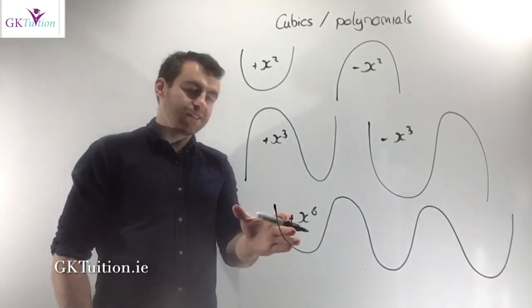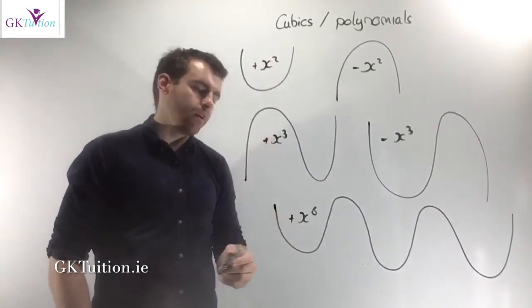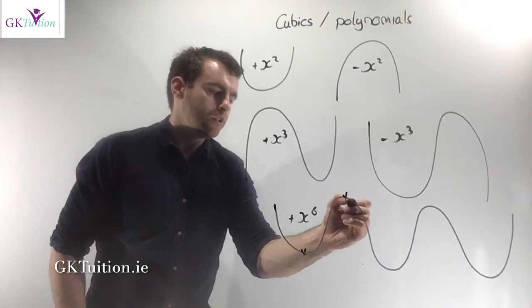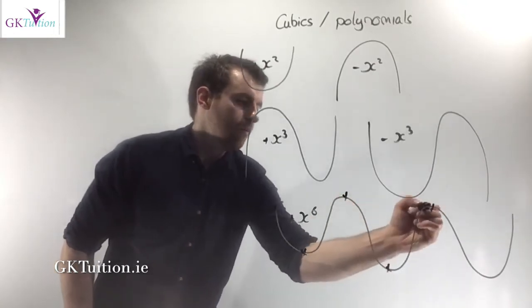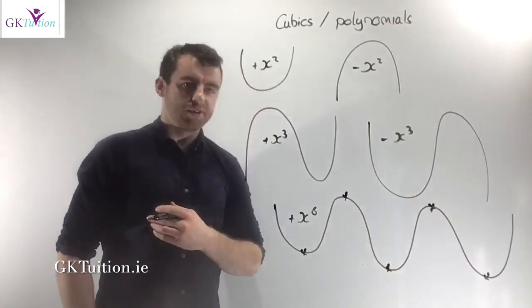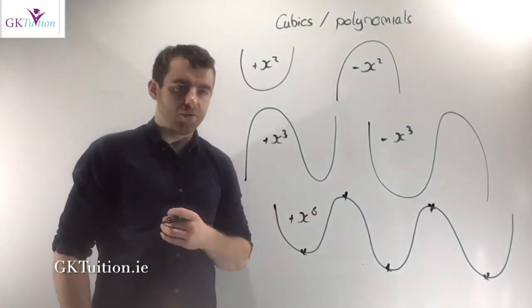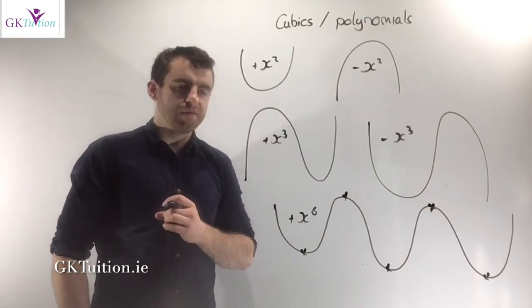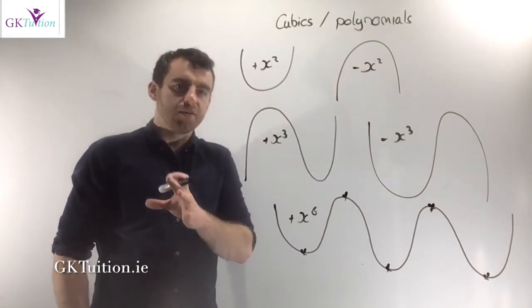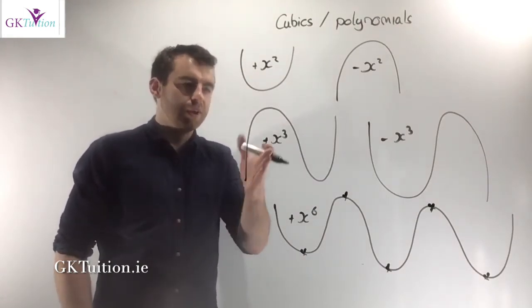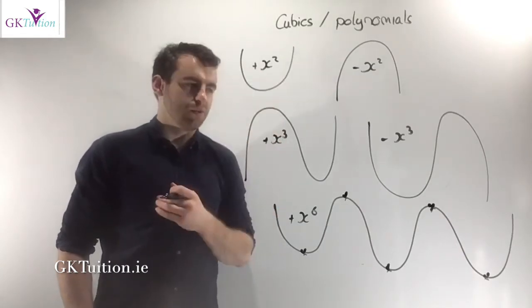An x to the power 6 starts off the same way as an x to the power 2. I here have 1, 2, 3, 4, 5 turning points. To be honest, we rarely come across anything bigger than an x to the power 3, although we do need to talk about it in this video. The vast majority of polynomials that we deal with are x cubed or just x squareds.